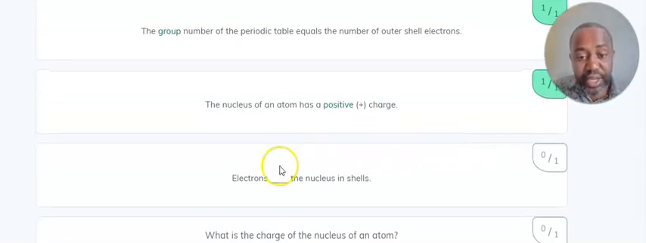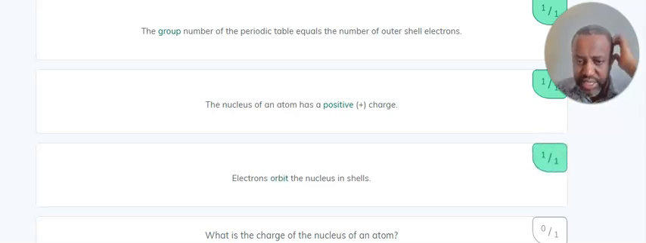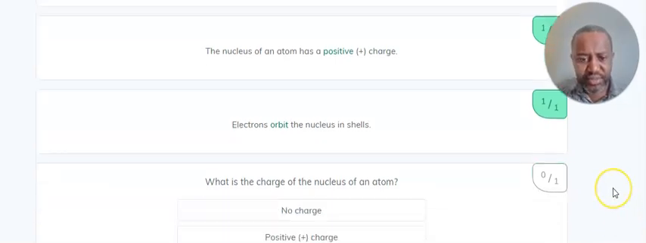Positive. Now electrons dash the nucleus in the shells. The electrons dash. Which verb do we put here? Dash the nucleus in the shell. So going round, electrons go round, but we only want one word, so I would go with orbit. Yeah, electrons orbit the nucleus in the shells.